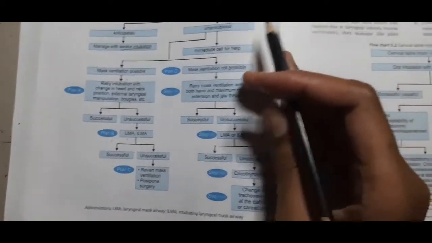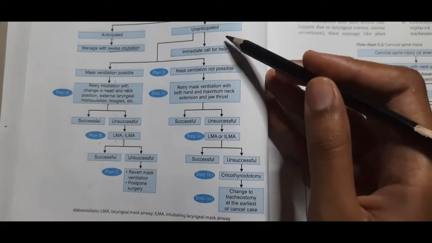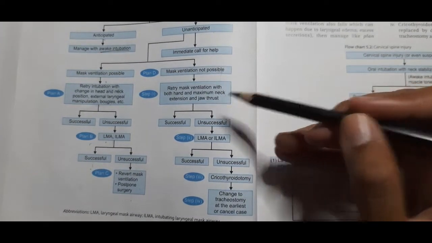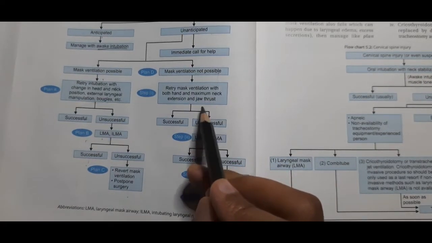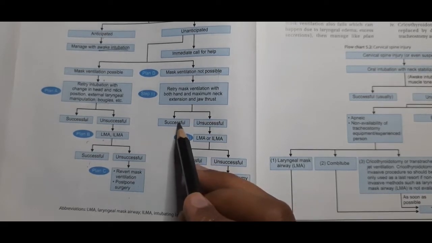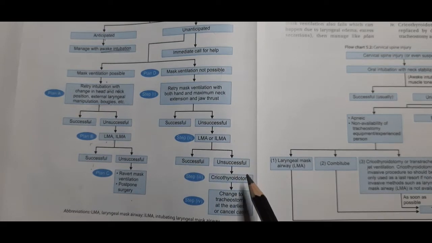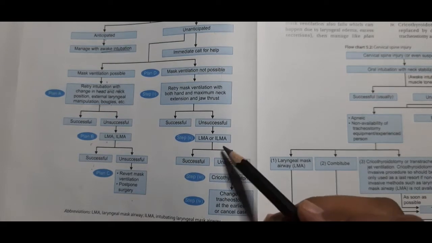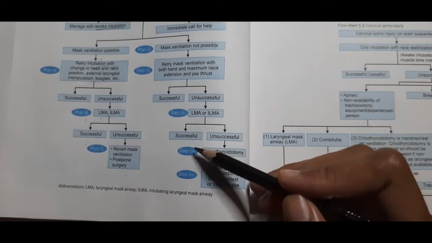So, if mask ventilation is not possible in an unanticipated difficult airway, then we'll retry the mask ventilation with both hands, and maximum neck extension is done with jaw thrust. If that is successful, intubation is possible. If it is unsuccessful, LMA or ILMA is taken as a resort. If LMA and ILMA are successful, intubation occurs.